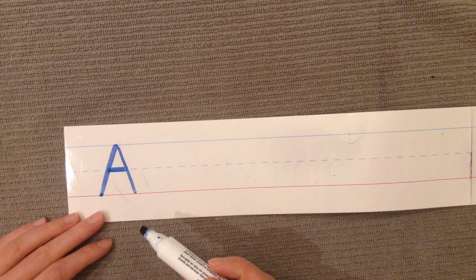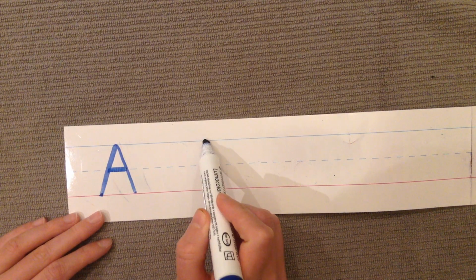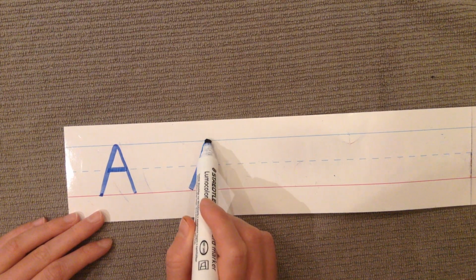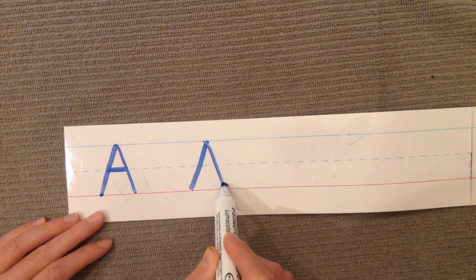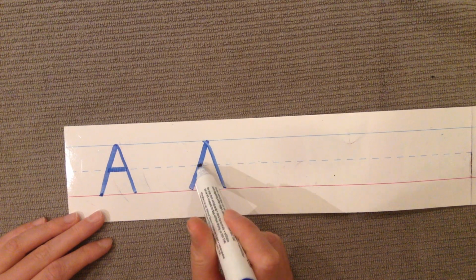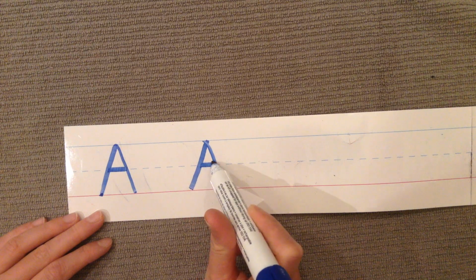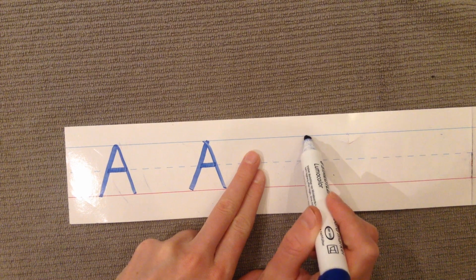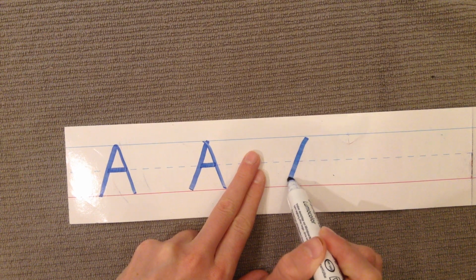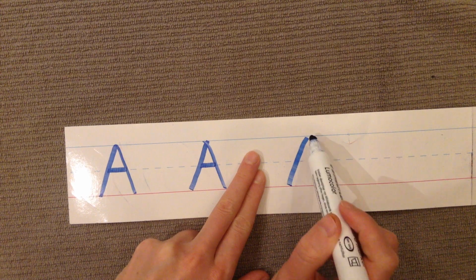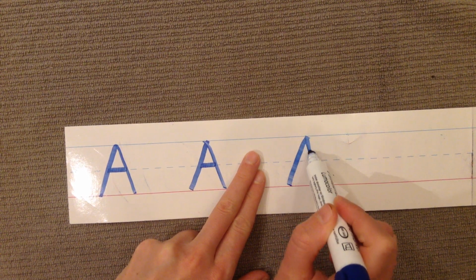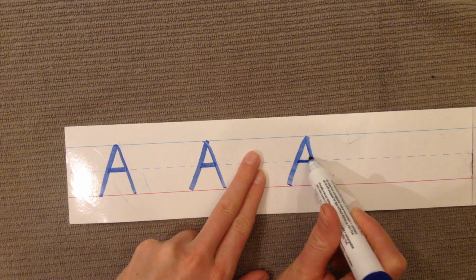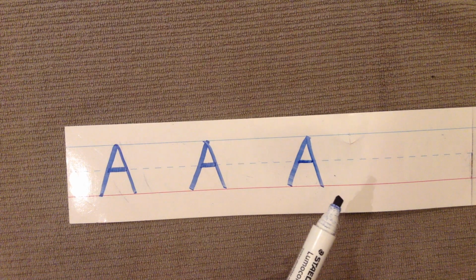There's our uppercase A. Let's try one more. Go to the top, slide back, lift, back to the top, slide forward, lift, and go to the dotted line, forward. One more uppercase A. Go to the top, slide back, remember to touch the ground, lift, back to the top, slide forward, lift, go to the dotted line, forward. And there's uppercase A.